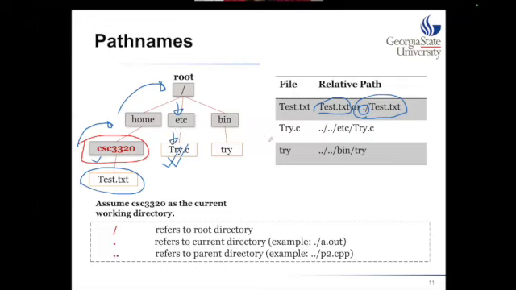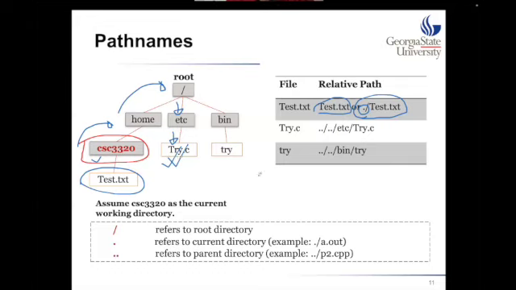Okay, so how can you do it? See, double dot means go upward, and then again double dot means go upward, and then etc means go one step downward, and then try dot c, come one step downward. And I hope you understood it, right?